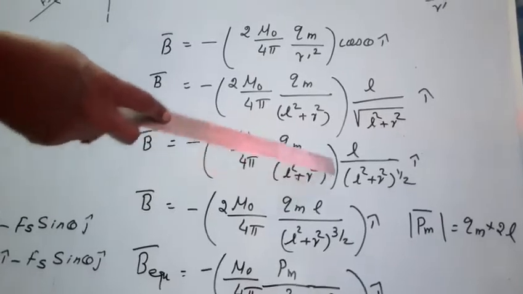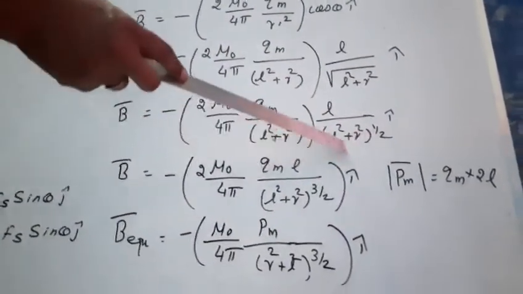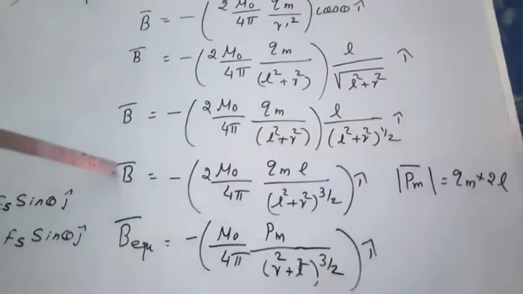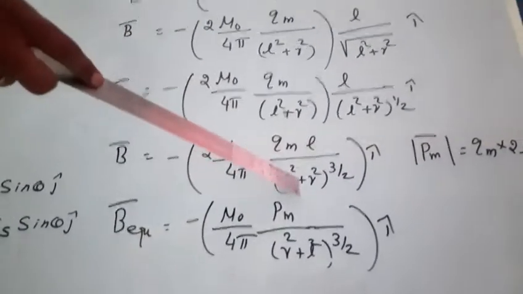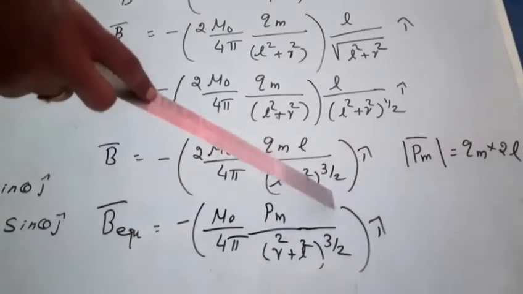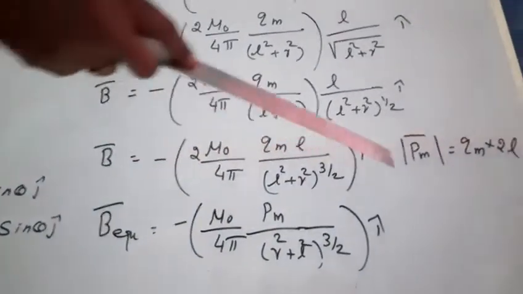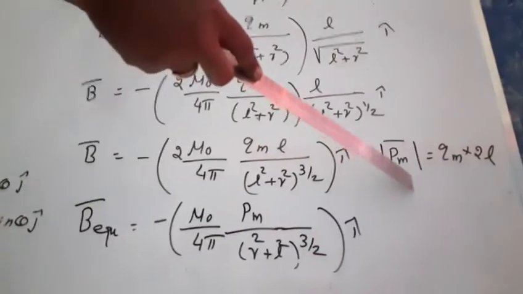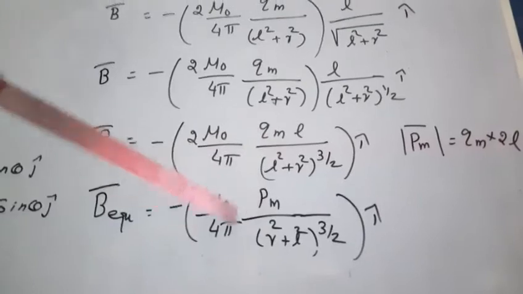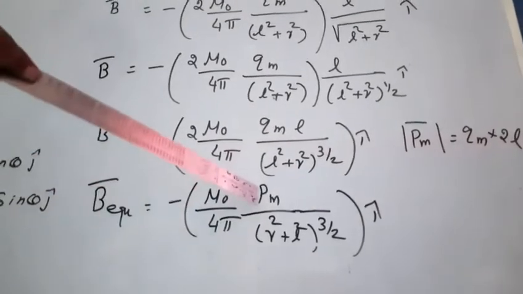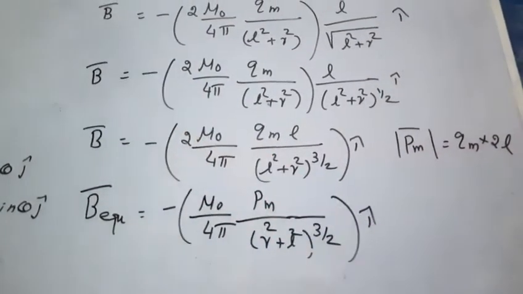Therefore, we can write here root of L square plus R square means power 1 by 2. So I substitute here. And this value is changed to 3 by 2. So here we can write minus of 2 mu naught by 4 pi Qm L divided by L square plus R square whole to the power of 3 by 2 into i cap. And already we know that Qm into 2L is nothing but the modulus of Pm vector. So we can substitute here B equatorial equal to minus mu naught by 4 pi Pm divided by R square plus L square whole to the power of 3 by 2 into i cap.